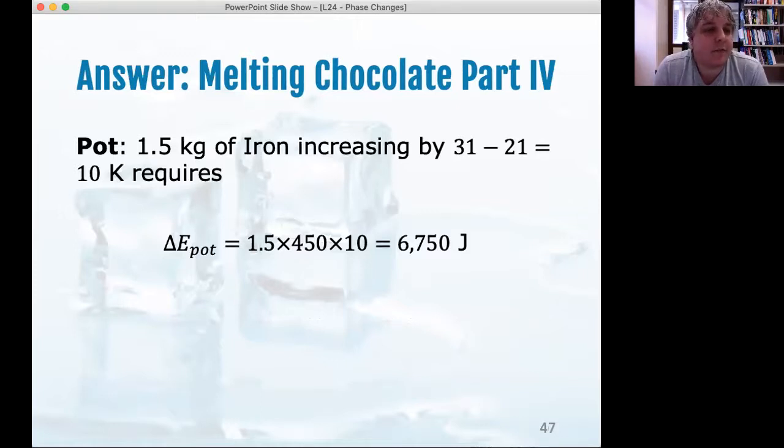So the energy needed for the pot to increase by 10 degrees C is just the mass, the 1.5 kilograms times how many joules per kilogram times how many Kelvin, and that gives us 6,750 joules.